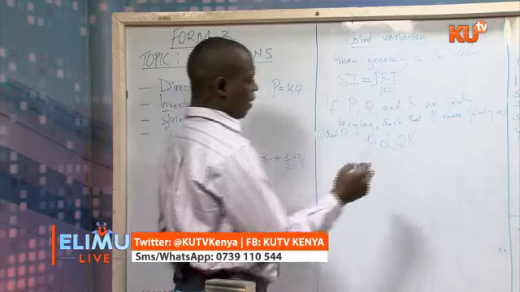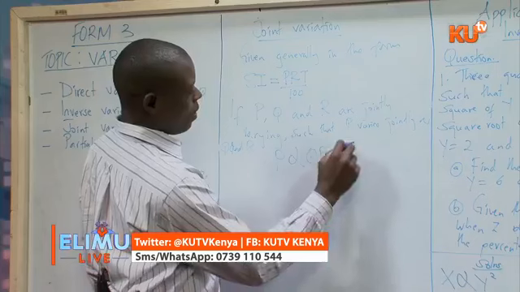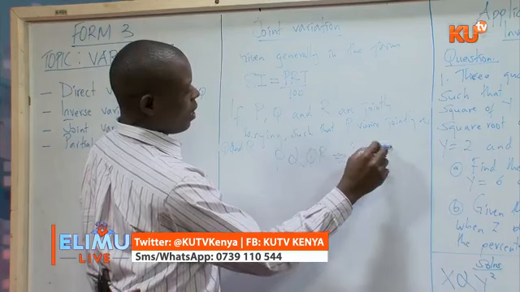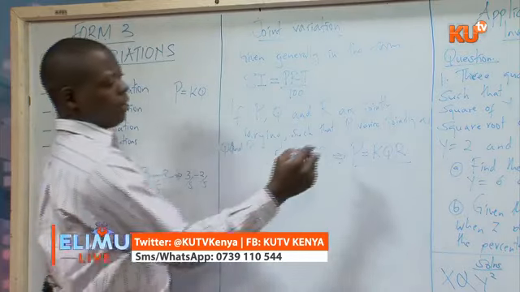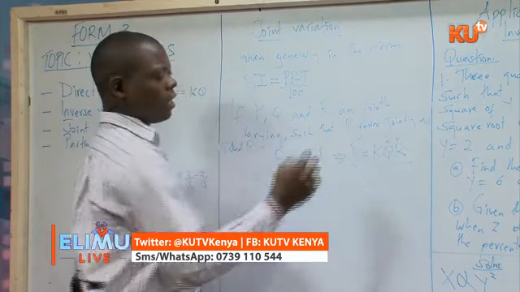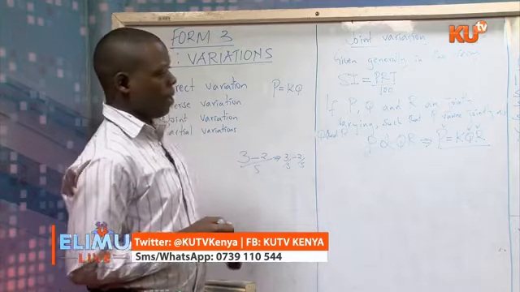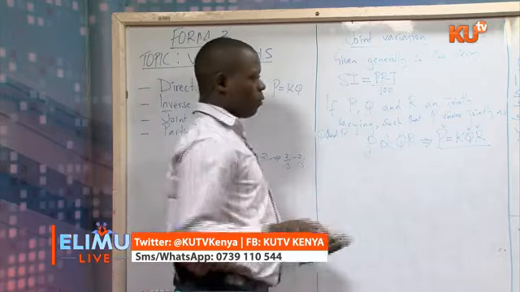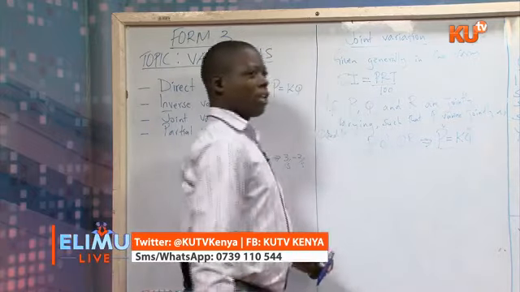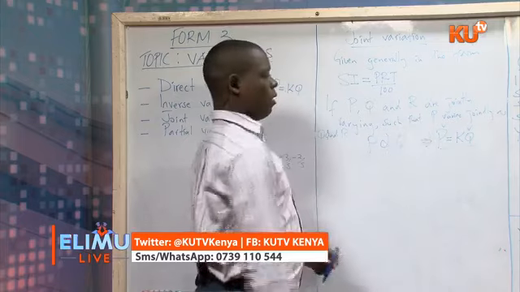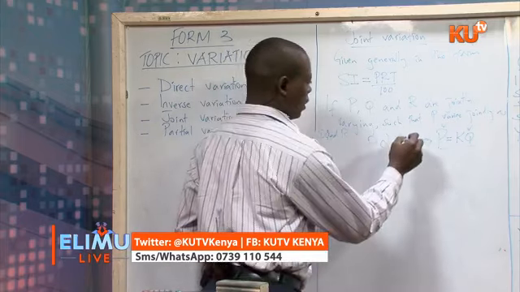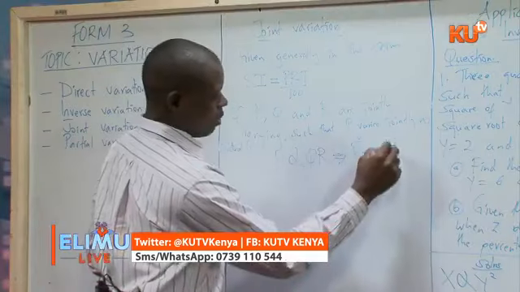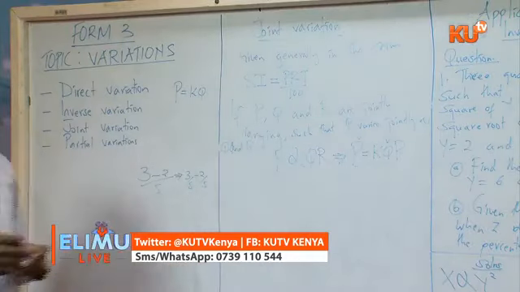Again, just as in direct variation, we will have P equal to KQR. So we have now connected P, Q, and R together. But in the case for direct, it could only be P and Q. So joint has to do with more than 2 quantities together. So this is now we have R coming in.